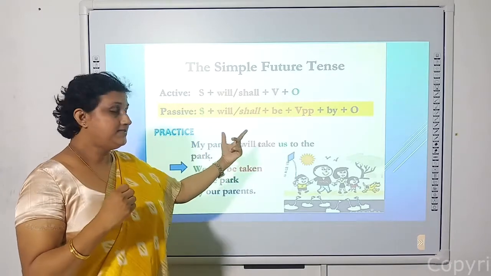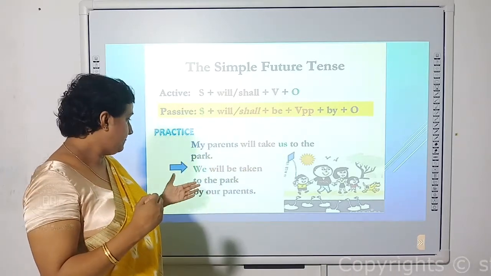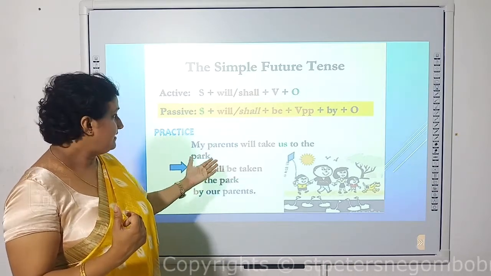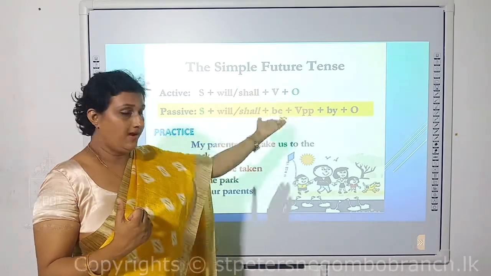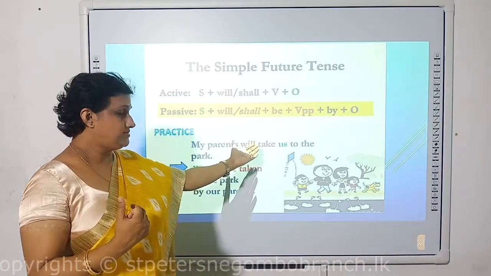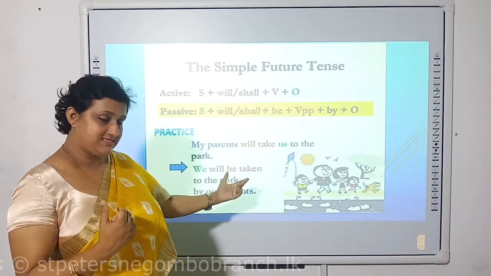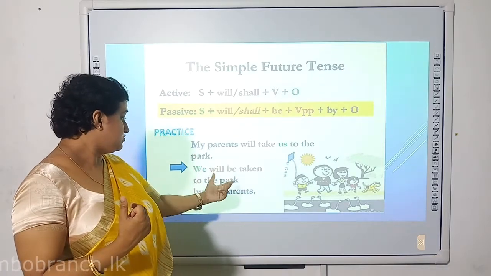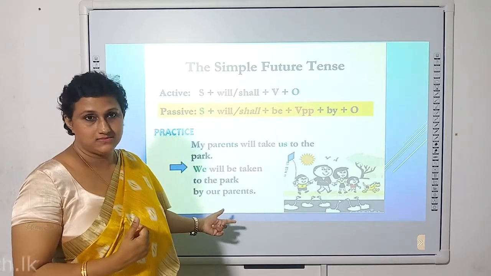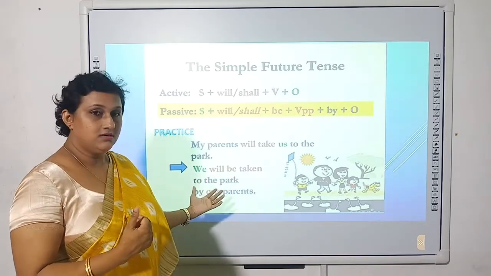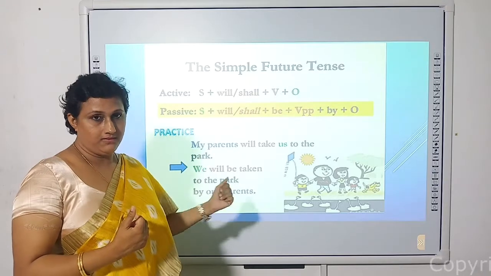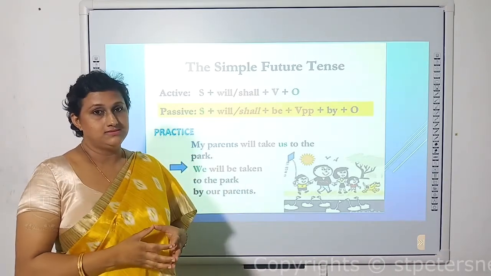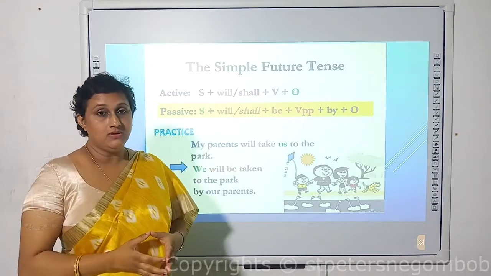So my parents will take us. Us has to come to the top. Then it has to be changed into a subject pronoun, we. And then will be plus the past participle. The past participle of take is taken. Will be taken. We will be taken to the park by our parents. Right? We will be taken to the park by our parents. Okay, this is how you construct a simple future tense sentence from active voice into passive voice.